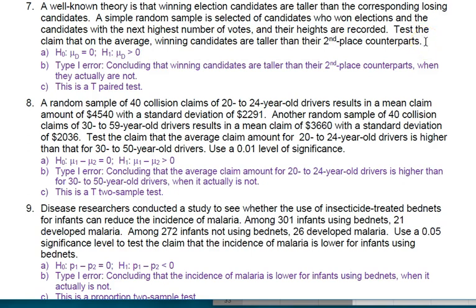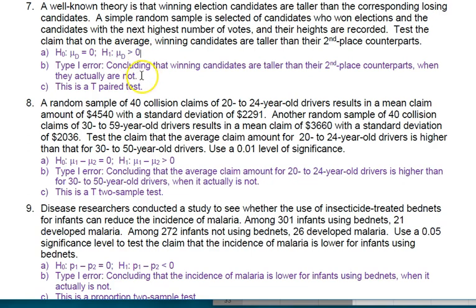In other words, for each winning candidate, we're also looking at the person that came in second place in that race. So this is a paired sample situation. That means that our parameter is mu sub d, the mean of the differences. And if the winning candidates are taller, that means that if we subtracted their heights, we'd get a positive number. So we want the mean of the differences to be greater than 0 for our alternative hypothesis.